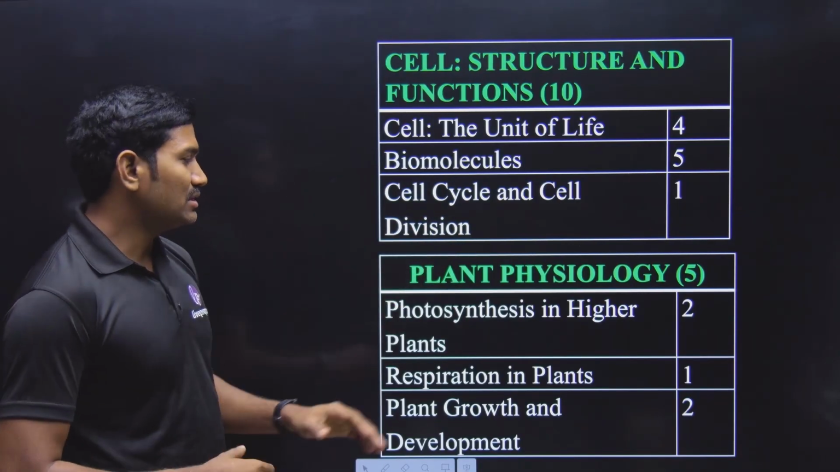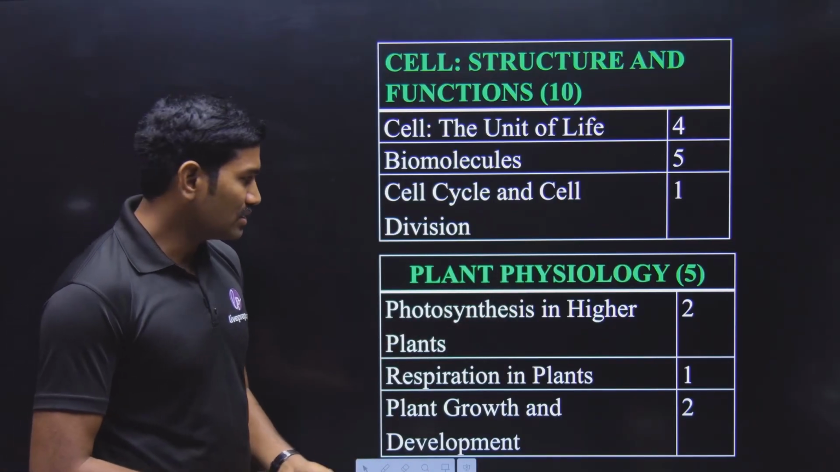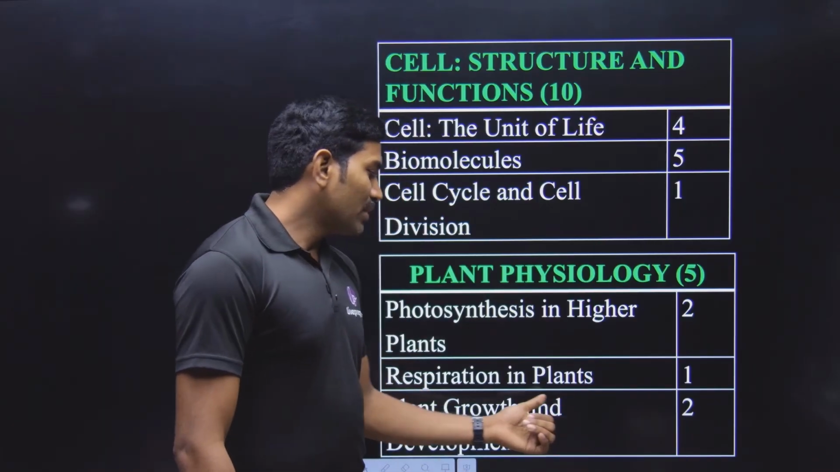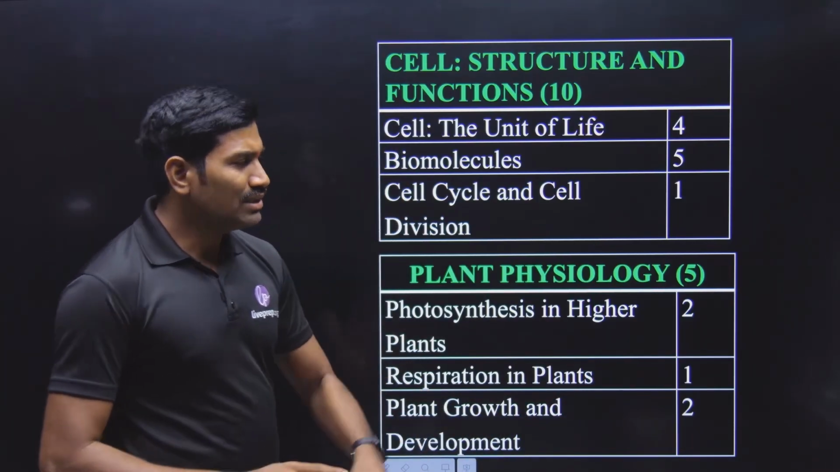Next one, plant physiology. 3 chapters are there. On an average, they ask 2 questions for each chapter. For photosynthesis and PGD they have asked 2 questions. That is okay. But for the respiration chapter they have asked only 1 question. So here the weightage got a little bit decreased.